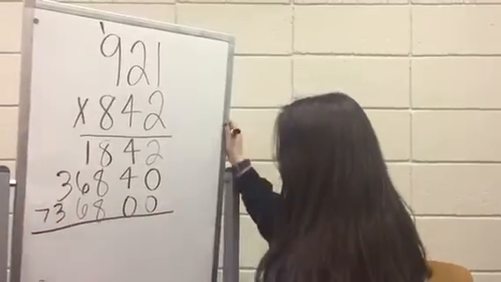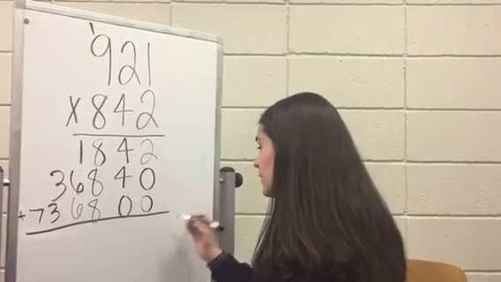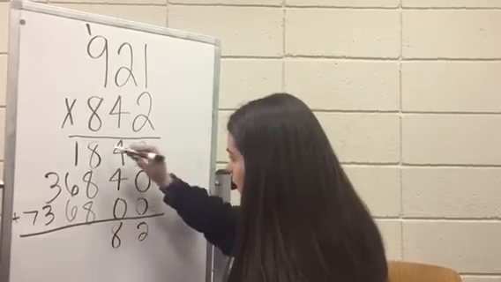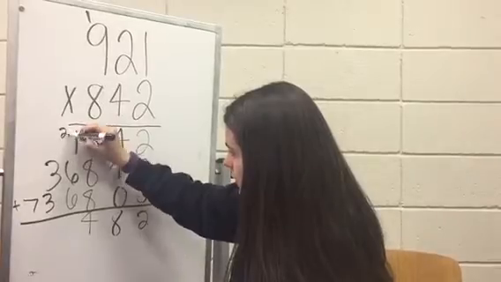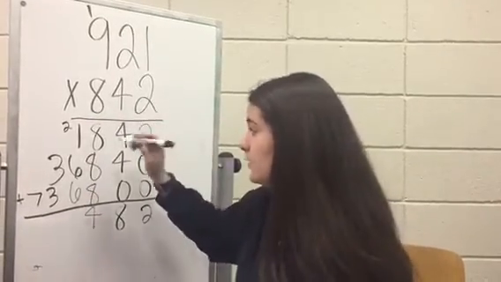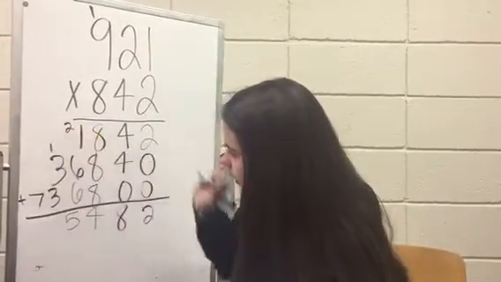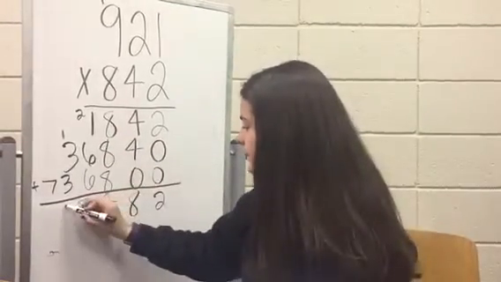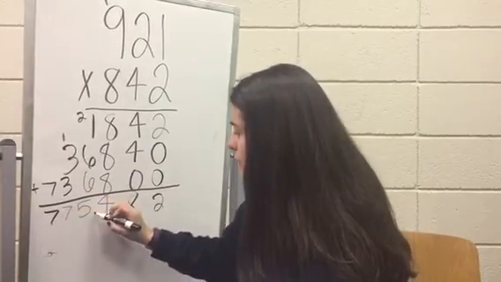Then you add it all together. So 2 plus 0 plus 0 is 2. 4 plus 4 plus 0 is 8. 8 plus 8 plus 8 is 24. So you take the 4 here and carry the 2. 6 plus 6 is 12. Plus 1 is 13. Plus 2 is 15. Take the 5 and put the 1 up there. 3 plus 3 is 6. Plus 1 is 7. And 7 plus nothing is 7. So we were correct.